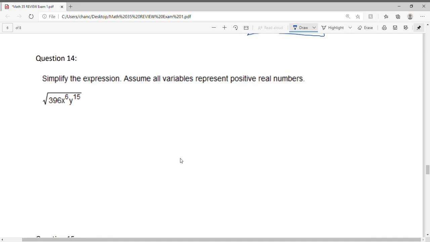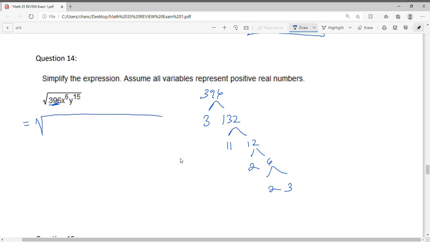Question number 14. Let's start by breaking up the 396 using our factor tree. I know 396 is the same as 3 times 132. And 132 is 11 times 12. 12 is 2 times 6. And 6 is 2 times 3. So we can rewrite this as 2 times 2 times 3 times 3 times 11.